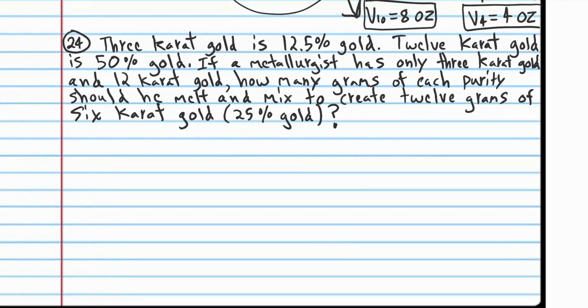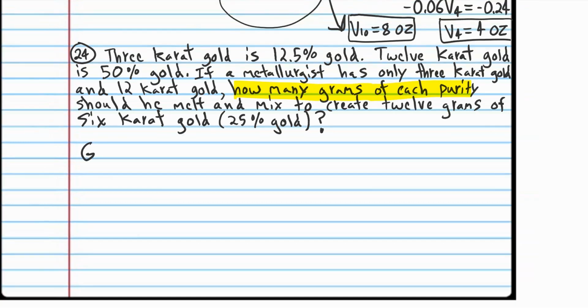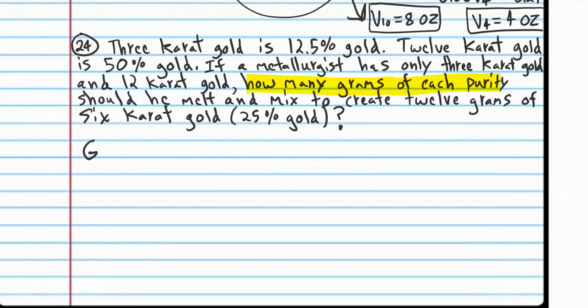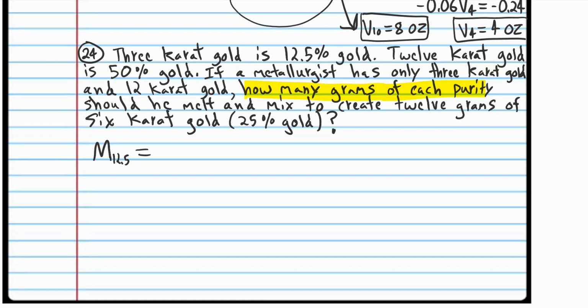So the first thing we do is figure out what our variables are going to be. How many grams of each purity. So I'm going to write G, because now we're finding mass. Grams is mass. Actually, you know what? I'm going to write M for mass, because we wrote V for volume last time. So mass of the 12.5% gold, or I'm going to say substance. And of course that's in grams.